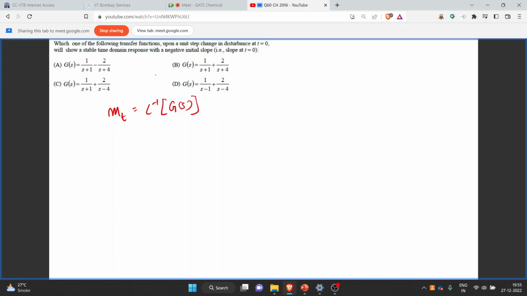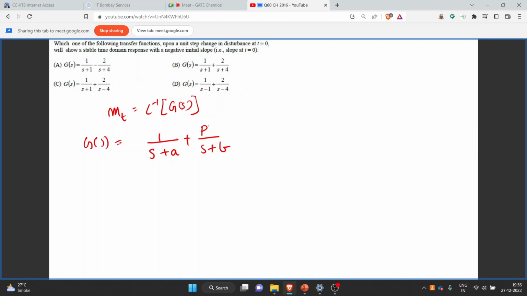Now, if you take a look at each of these transfer functions, they have a general form of 1 upon s plus a, plus or minus, so let's just call it plus, p times 1 upon s plus b. So for the first case, p will be minus 2, a will be 1, b will be 4. In each of these cases, a will be 1 and b will be 4, and the value of p will be changing from minus 2 or 2 depending on the transfer function.